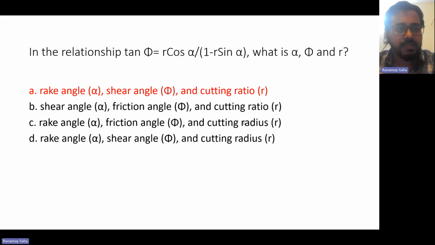Our next question asked about a particular relationship, which we derived in the earlier class; you can refer to the last video. Tangent of shear angle phi equals r cos alpha divided by 1 minus r sin alpha. Alpha is the rake angle, phi is the shear angle, and r is the chip thickness ratio, also called the cutting ratio.